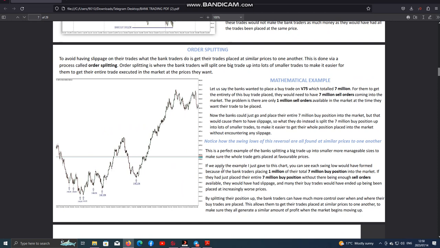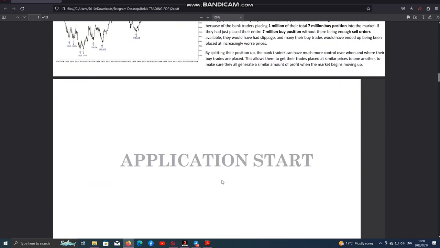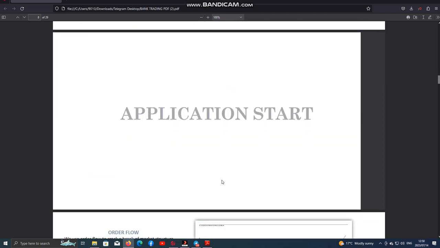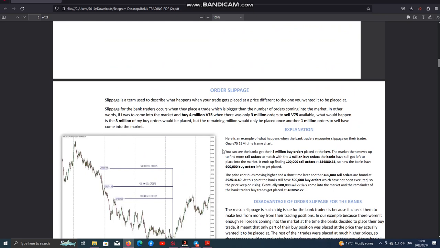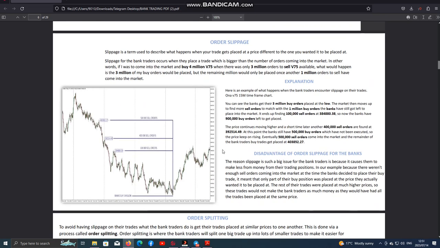Understood? This order splitting is the reason we're going to be having multiple retests on a level, either double or triple or more than that. So now let's check the application. The biggest thing you must know is that the market makers split their orders to avoid order slippage. These are the two anatomies or properties you must understand under order flow.